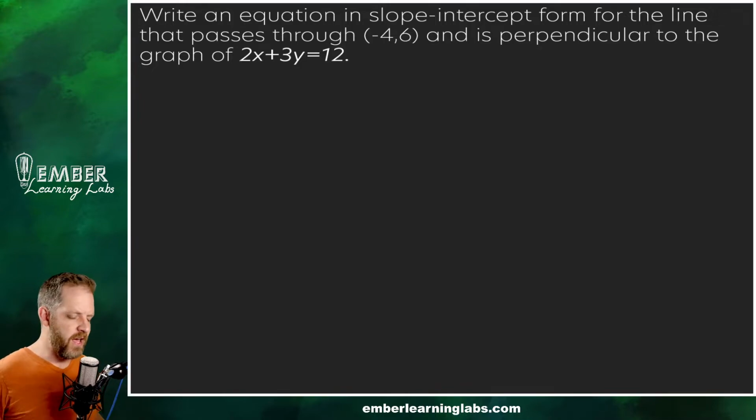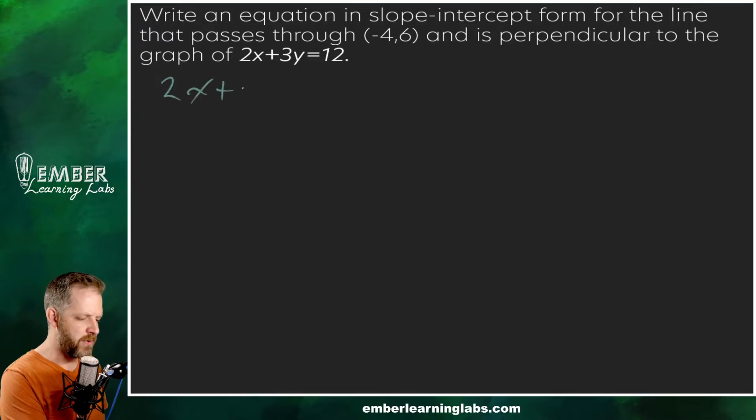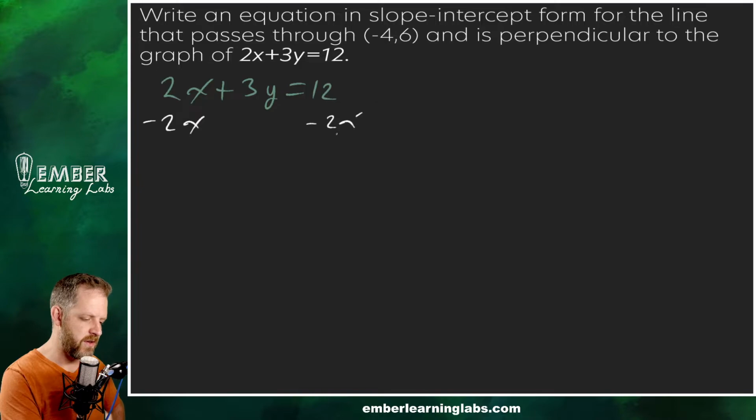Now, in order to do something with this graph, we're going to convert this into slope-intercept form. That's the very first thing we're going to do. So we're going to take 2x + 3y = 12 and convert that to slope-intercept form. To do that, remember, we're going to get rid of this 2x. So we're going to subtract 2x from both sides. Because 2x minus 2x is 0, that cancels, leaving us with 3y = -2x + 12.